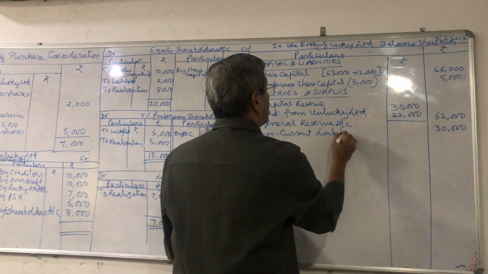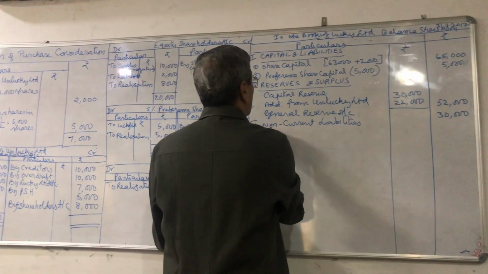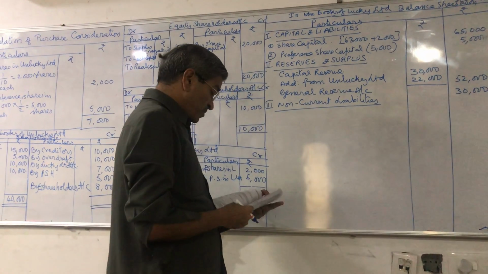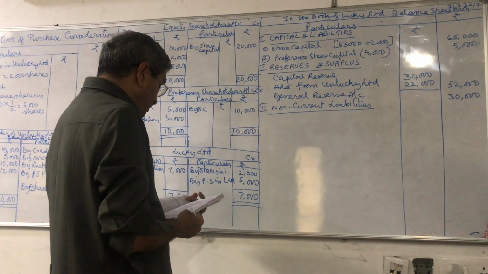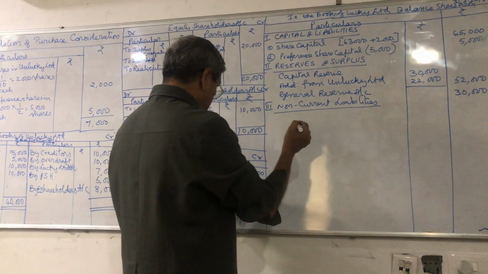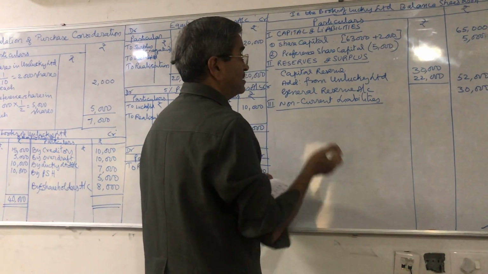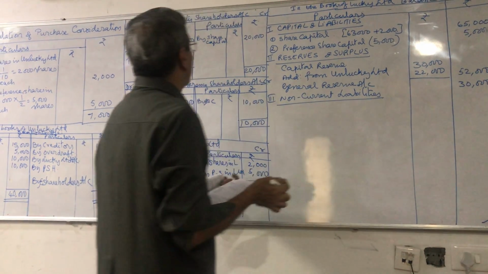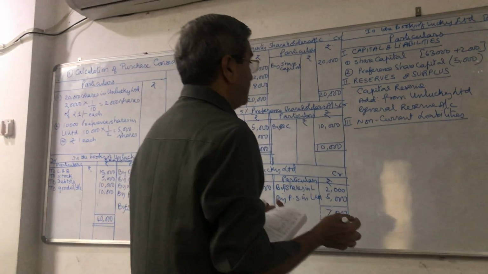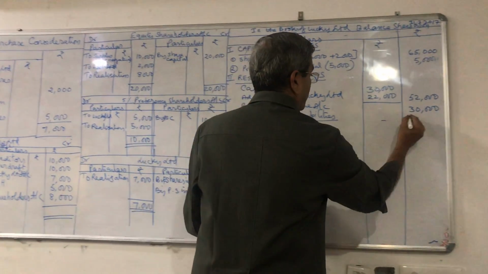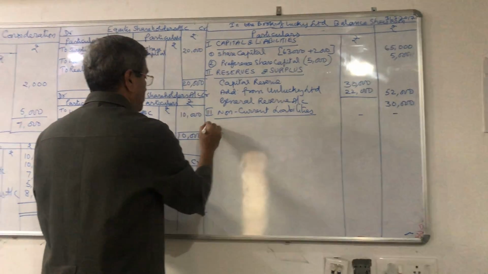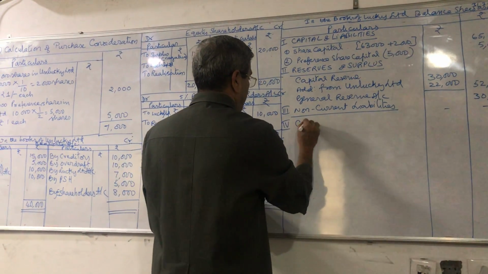Under the non-current liabilities, you need to show... there is no non-current liabilities in both the places. So dash. Then the fourth one is current liabilities.